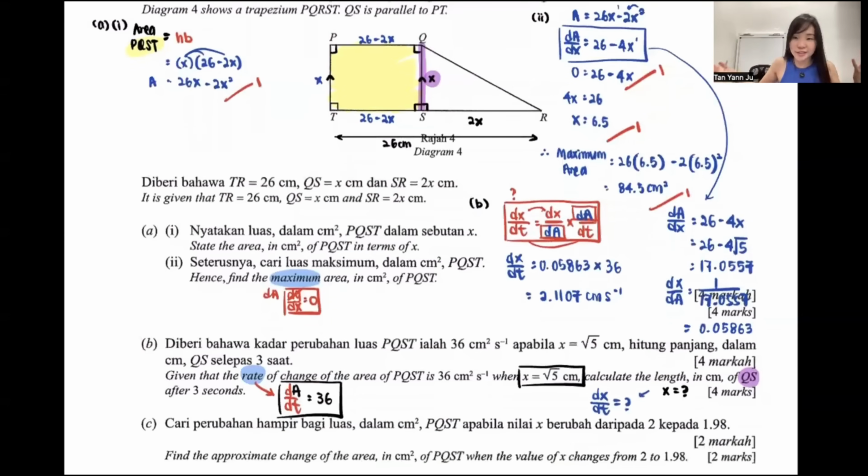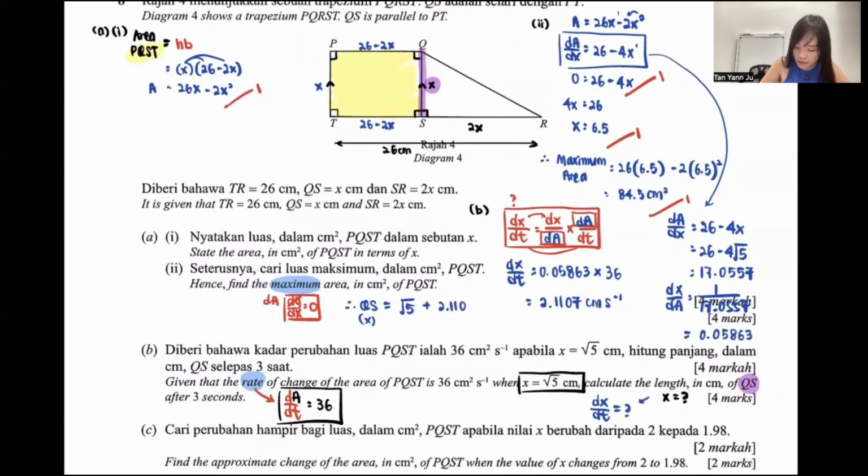Then they're asking you, oh, so what is your length now? So now they want to find the QS. First, you must know what is OQS. QS is X, right? So your OX is root 5. The root 5 is the old one. Then you need to plus the new one. So the new one is what? You already know. Every single second, you will increase by 2.1107. So you need to plus 2.1107, but depending on how many seconds you're talking about. So now we say after 3 seconds. This 2.1107 is for 1 second, then 3 seconds times 3. So take this answer times 3 plus root 5. The answer is 8.5683 cm. Done.